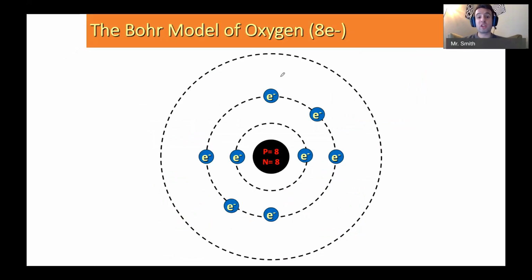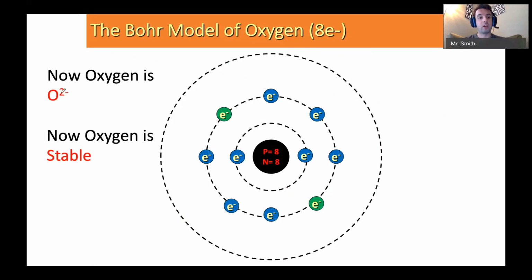Here's what oxygen looks like. Oxygen has 8 electrons, and it also has 8 protons. So here I've got 2 in the first energy level and 6 in the second energy level. 2 plus 6 gives me a total of 8. I want to have 8, though, in my second energy level. So to do that, I have to add in 2 electrons. Here are the electrons that got added in green. So now I've got a total of 10 electrons, and I've got 8 protons. So oxygen is now going to have a -2 charge. That's its charge right there, -2. And oxygen now is stable because it's got that second energy level fully filled.